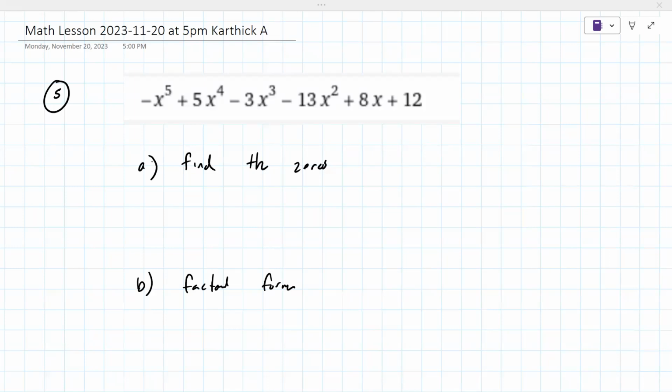Hey Karthik, how's it going on finding the zeros in the factored form? Trying to find the zeros. Trying to find the right one. Any questions for me? You want to check any of your answers? No, still working on it. Okay, let me know when you got them.